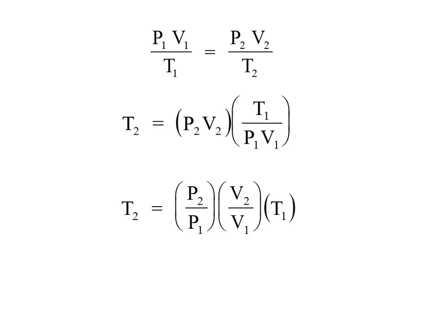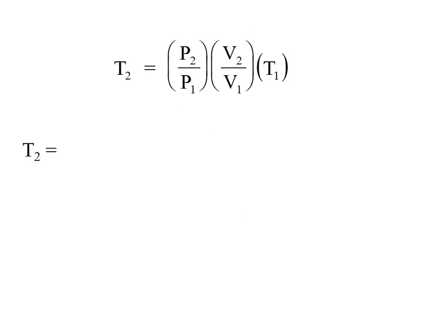So this is my rearranging. This is what I got in the previous slide. T2 is equal to P2 over P1 times V2 over V1 times T1. It's the same thing. The combined gas law has two states, initial and final, or state 1 and state 2. N is constant.